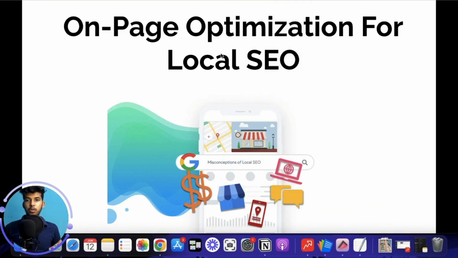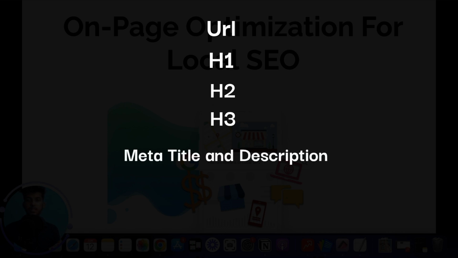Okay, this could be of your own GMB profile or any of your client's GMB profile that you're trying to rank. Okay, now there are six main things: URL, H1, H2, H3, and meta title and description, then content on the page. Okay, this sums up the whole on page SEO.